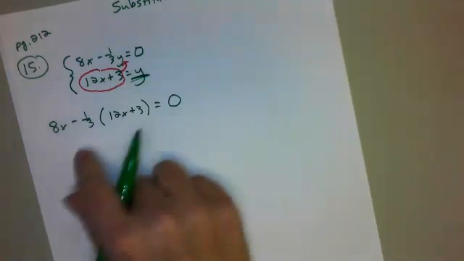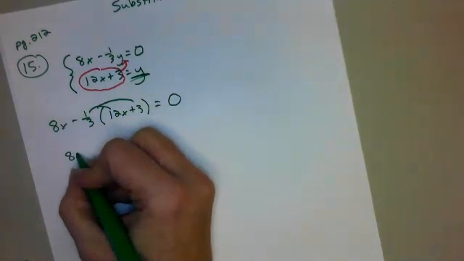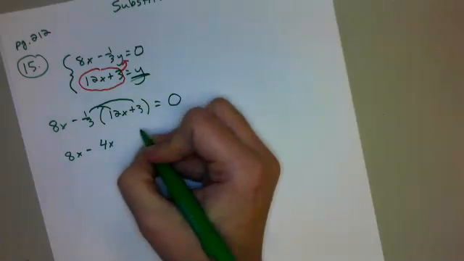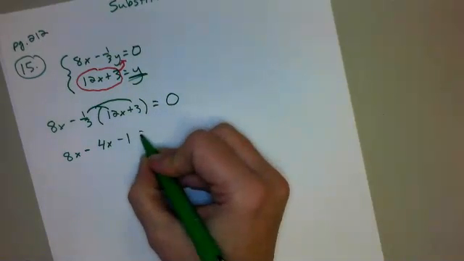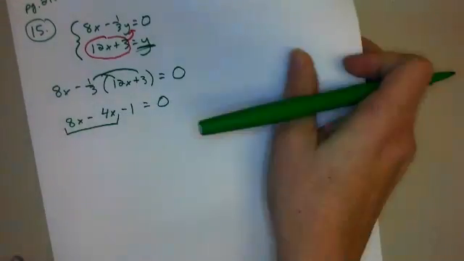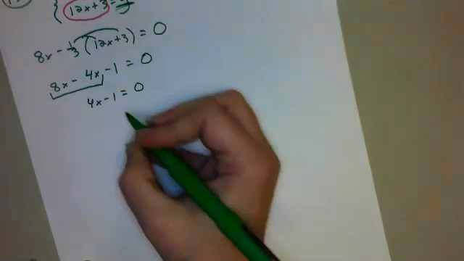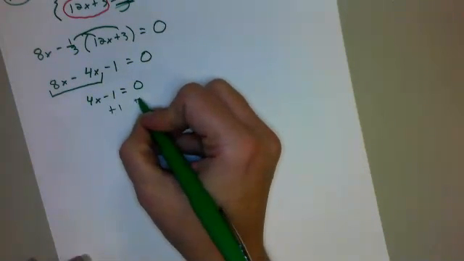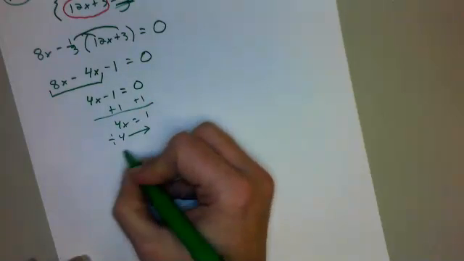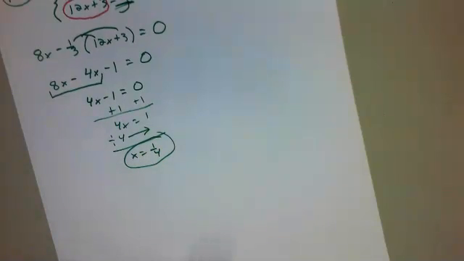Now it's just a matter of distributing. So we've got 8x minus 4x minus 1 equals 0. I'm going to combine my like terms. I've got 4x minus 1 equals 0. I'm going to add 1 to both sides. I get 4x equals 1, and I get x equals 1/4. So that's my first part of my ordered pair solution.